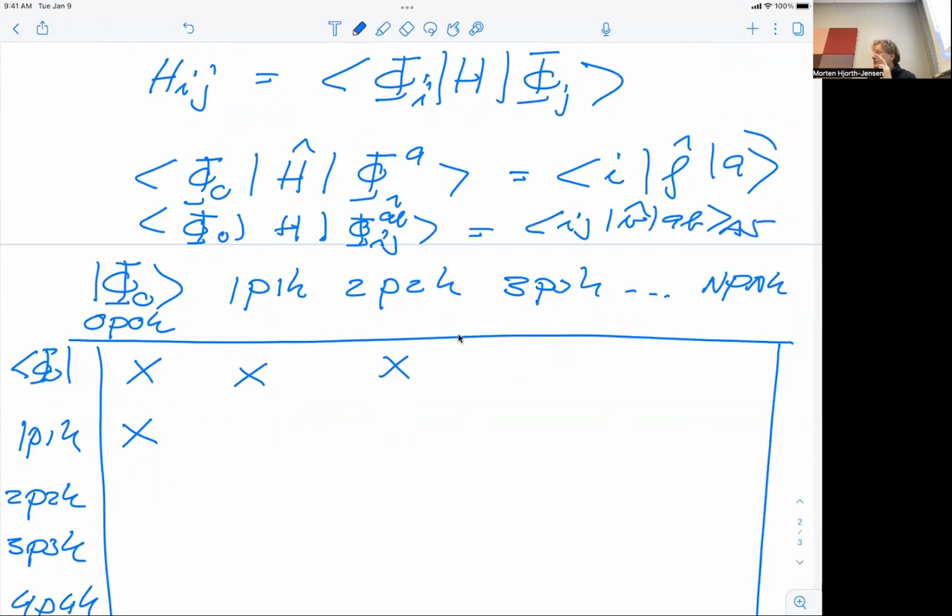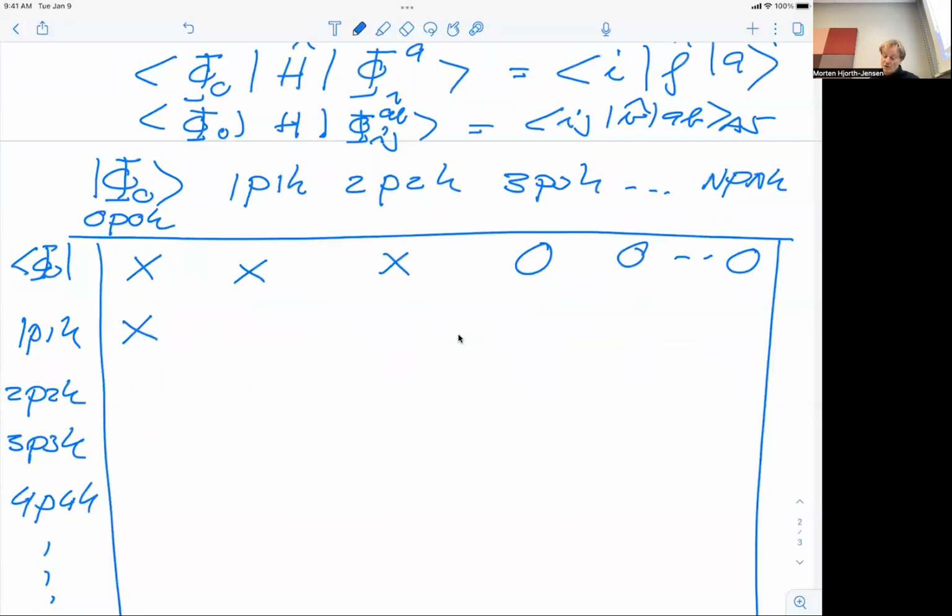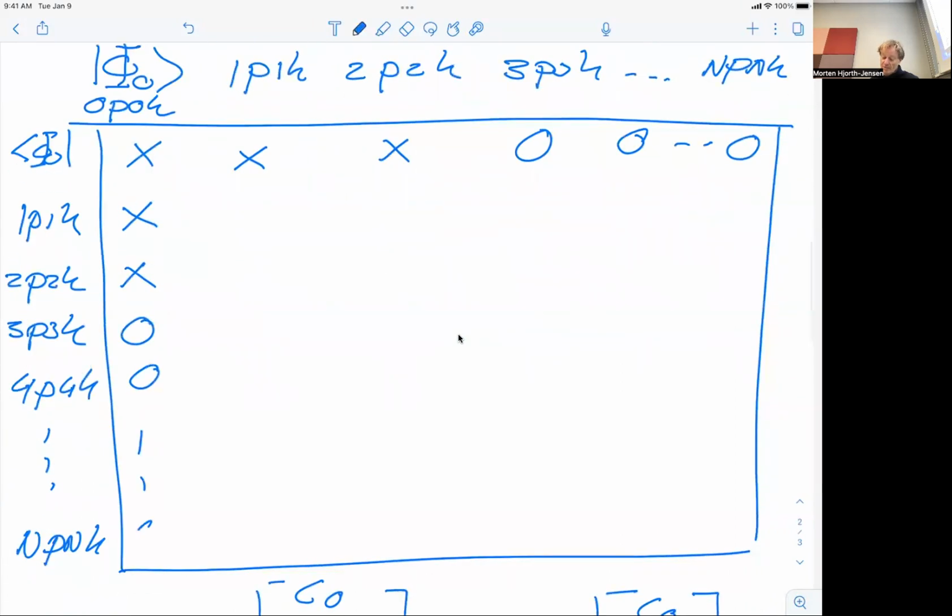Then if we have a two-body interaction, we cannot link a Slater determinant which differs by more than two single-particle states. So that means that this one, you can just read off immediately, is zero. So we will have chains of zeros all the way up here. Then we just proceed here. We have a non-zero matrix element. This is 0, 0, and all the way down here.